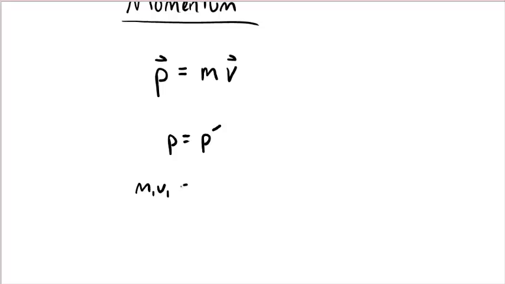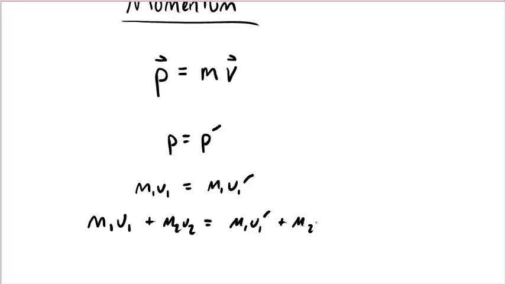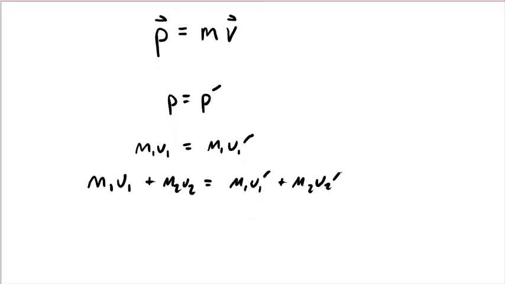It's just m1 v1 before equals m1 v1 after. Or if you have more than one mass, you have m1 v1 before plus m2 v2 before equals m1 v1 after plus m2 v2 after. And if you have a completely inelastic collision, that's a collision where they're stuck together, then it might actually be m1 plus m2 times your speed after, because they're stuck together.